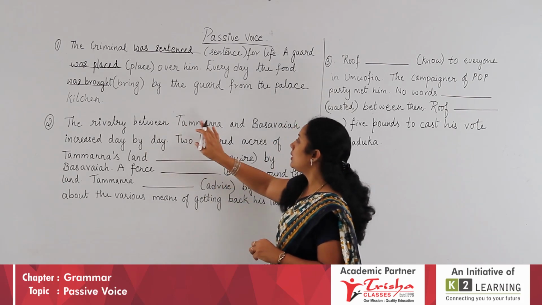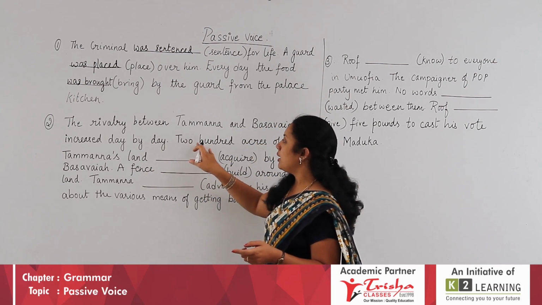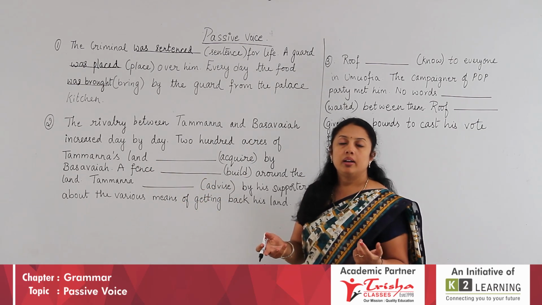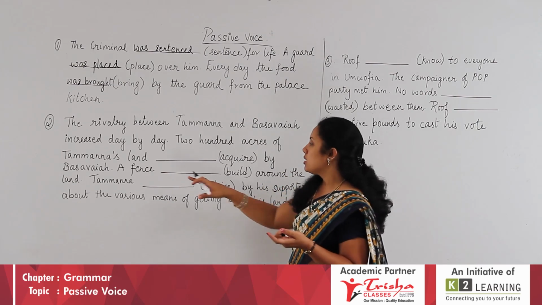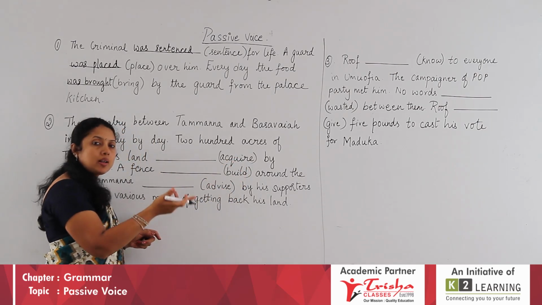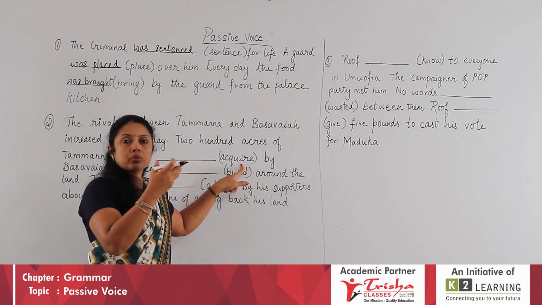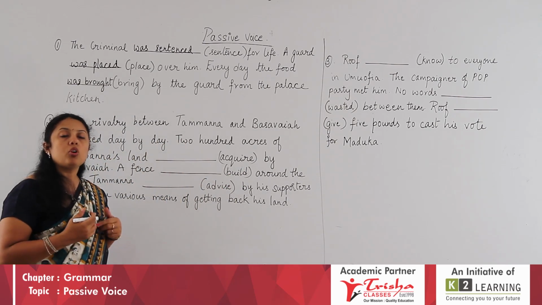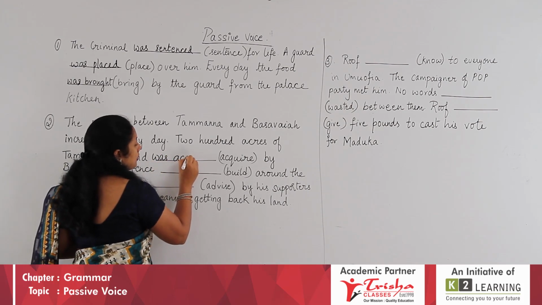The rivalry between Tamanna and Basavaya increased day by day. 200 acres of Tamanna's land, what had happened to it? Tamanna's land was taken away. It was taken away by Basavaya. So Basavaya took it off. So Tamanna's land, again acquire is here. First change it into past tense form, that becomes acquired. Then after you get that past tense form, put it in the perfect tense. So you will have to add one more past tense to it. So that becomes was acquired.